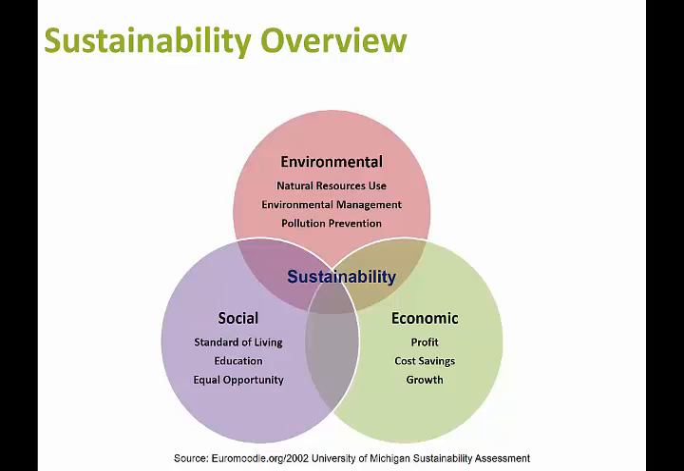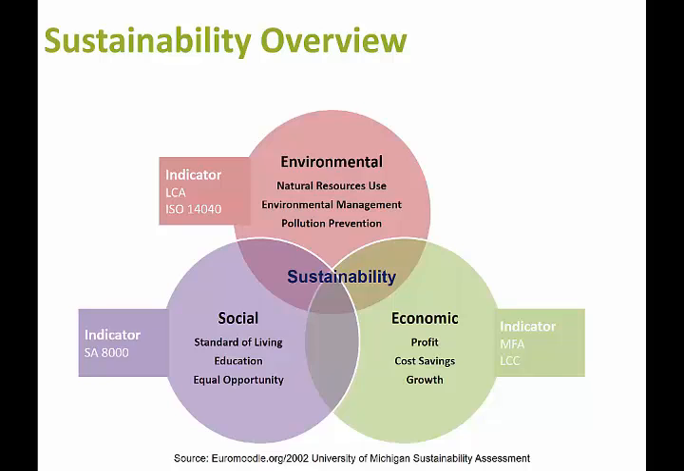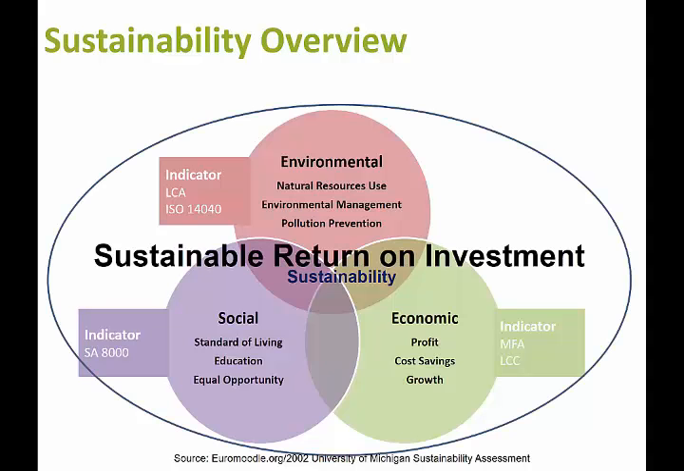You need to be able to qualitatively and/or quantitatively measure each of these areas in order to improve the sustainability of your product, process, or service. One environmental metric is life cycle assessment, or LCA. A social metric is SA 8000, which is a social audit. Economic metrics include material flow analysis and life cycle costing.